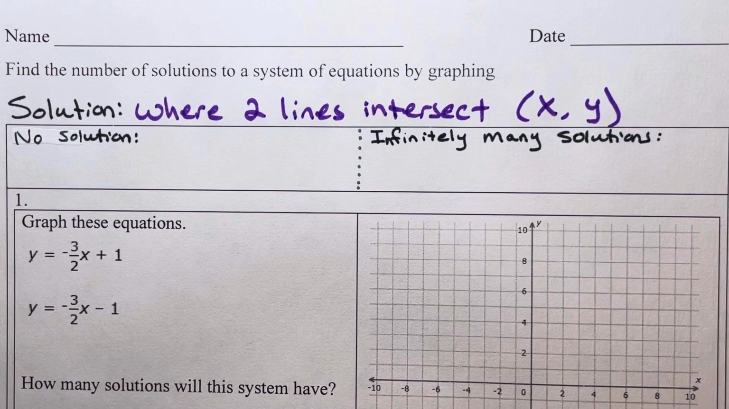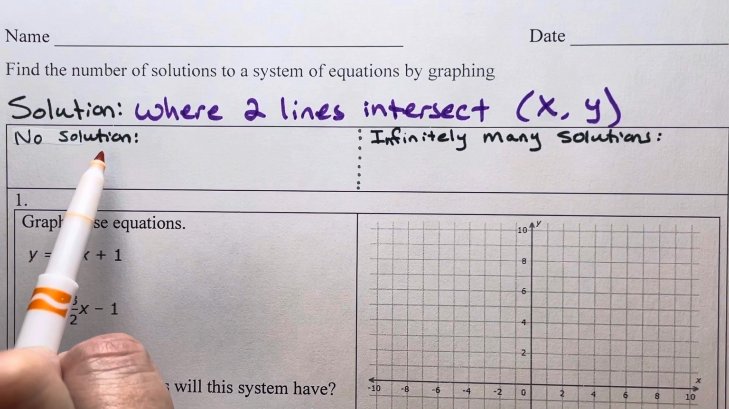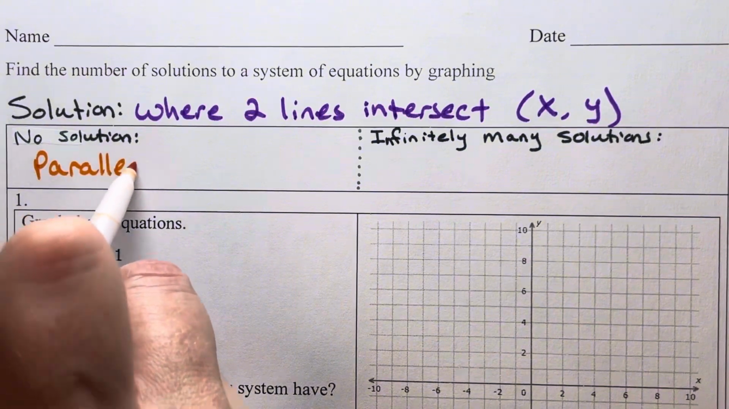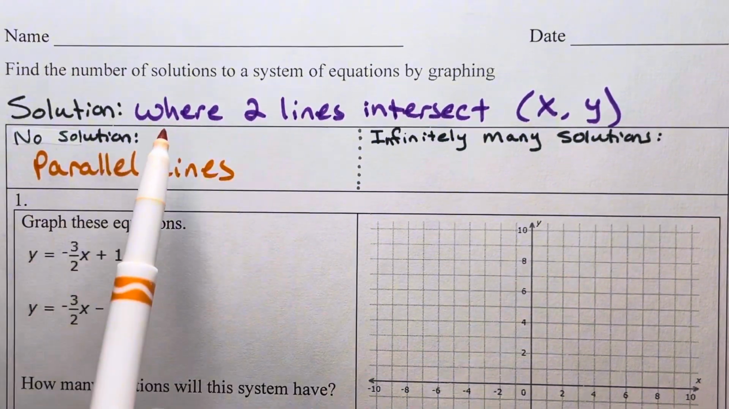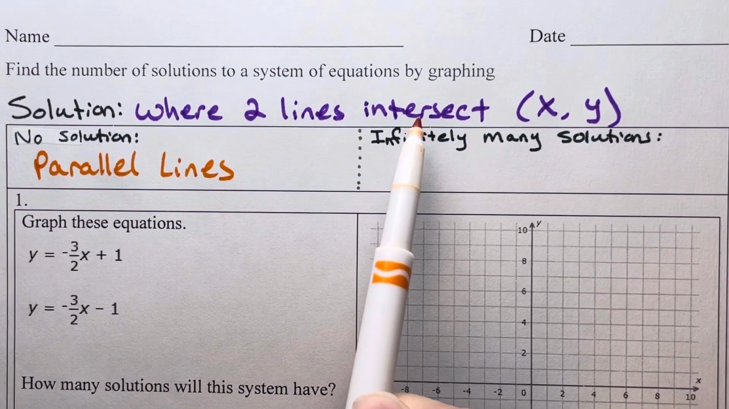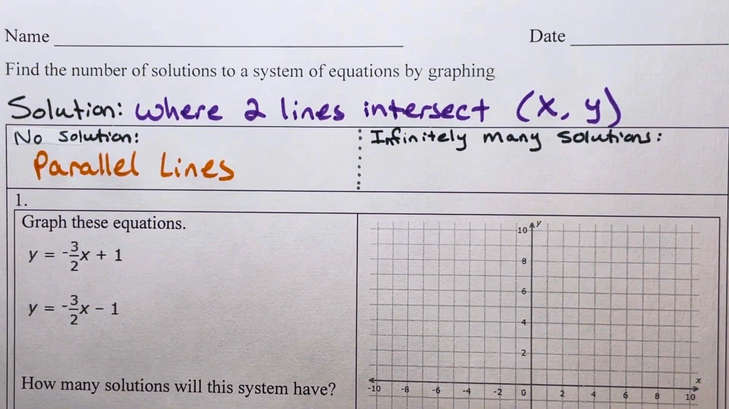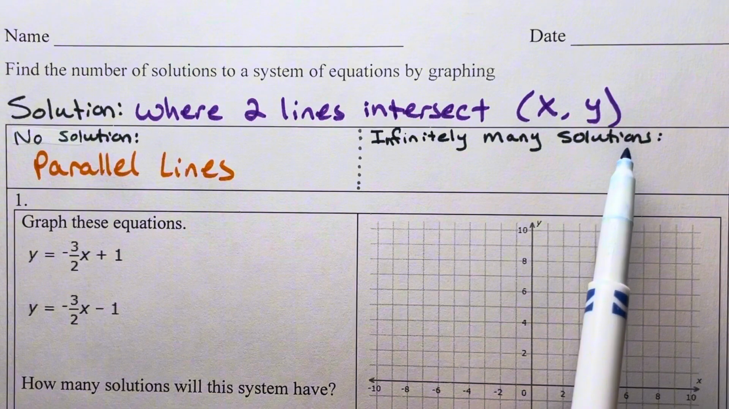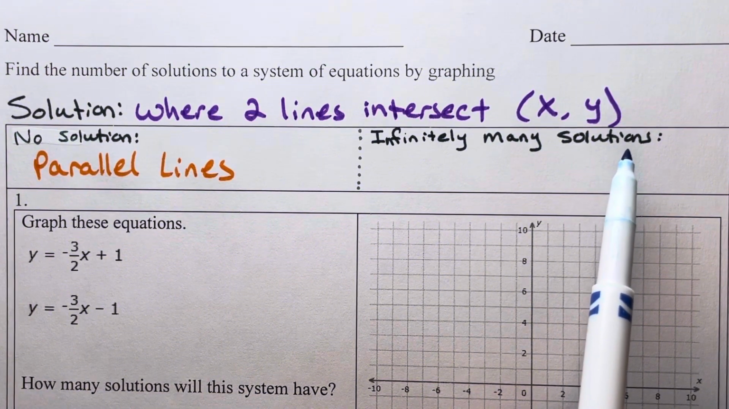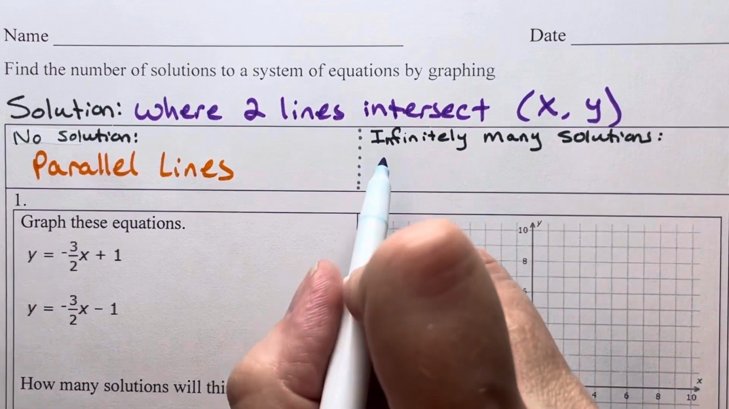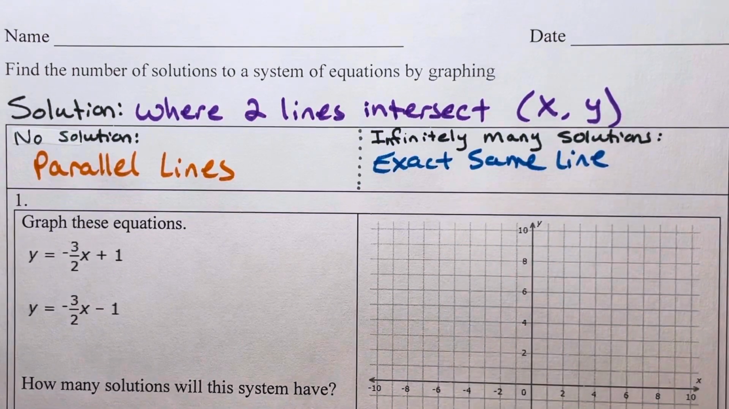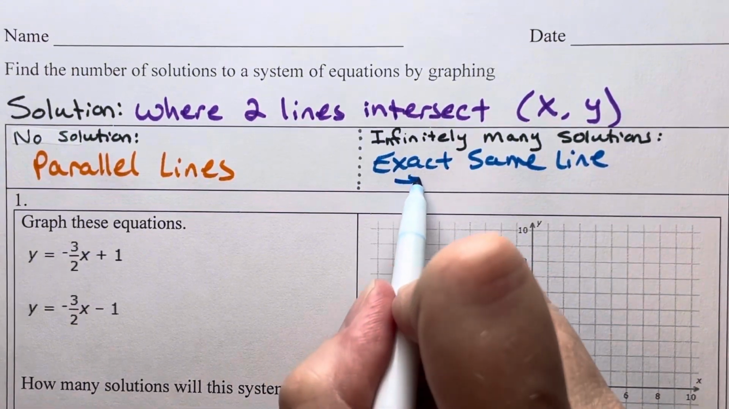So why would a system of equations maybe have no solution? Well, that happens if the lines are parallel, and as a result, they don't intersect. Like, it just doesn't happen. All right. Well, how might a system of equations have infinitely many solutions? Well, that's going to happen if your two equations happen to be the exact same line, and as a result, they overlap everywhere.